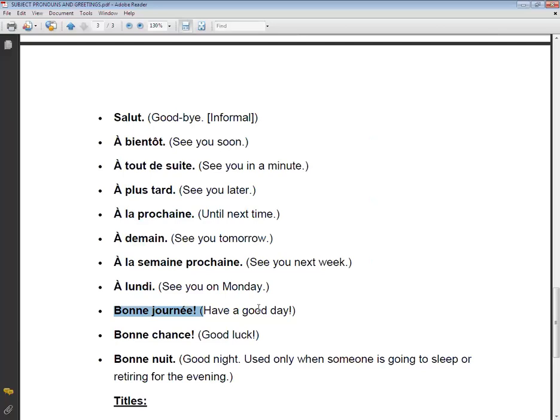Like you're saying, have a good day. So bon means good, journée means day, so good day. It is a duration describing. When you want to tell someone have a good day, you simply say what? Bonne journée, have a good day. Bonne chance. You see what I've highlighted? Bonne chance simply means good luck.